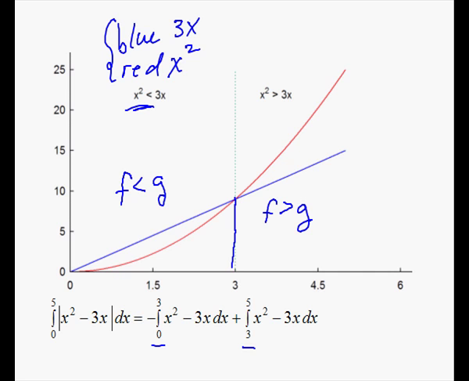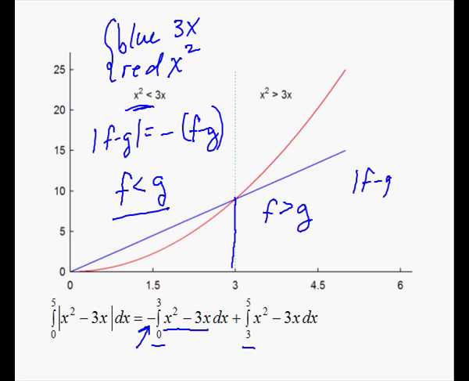When I look in this region, we want the absolute value of f minus g, but here the absolute value of f minus g would be equal to the negative quantity f minus g. So we can remove the absolute value signs, but we must precede the integral with a negative. In this region, f is greater than g, so the absolute value of f minus g is just equal to f minus g, and that's what we see here.